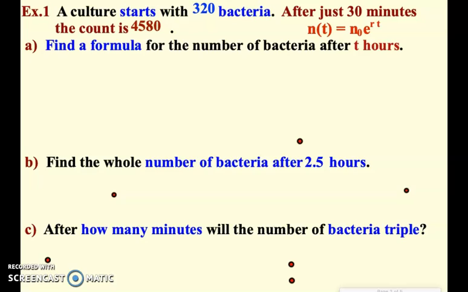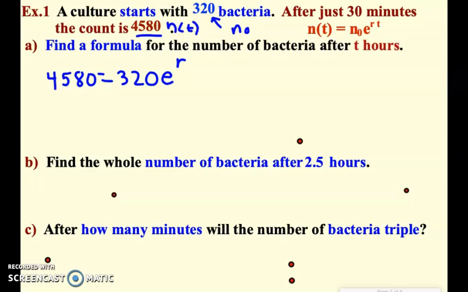So using the given formula, N of t is the final count. So this is my N of t. And N naught, or N sub 0, is the initial amount of bacteria. So plugging in what I know. And the rate of growth is what I don't know. So I'm going to just keep R as R. But I do know that this goes from start to end after 30 minutes. And time is in hours, so please make sure you catch that. So that's going to be 0.5.